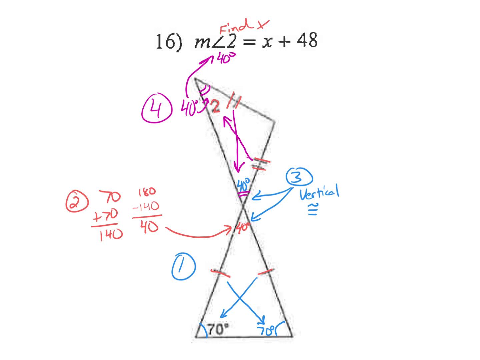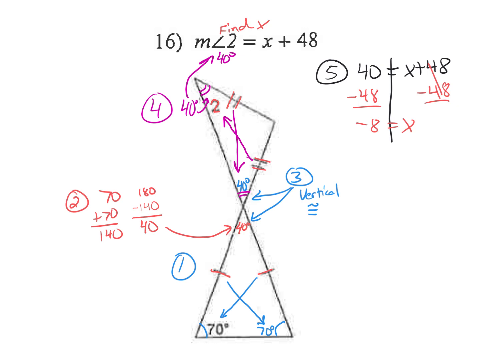So my last step, step 5, is I'm going to plug in 40 degrees for angle 2, so that's 40 equals x plus 48. And we want to solve for x. So what do I do to solve for x here? Subtract 48. 40 minus 48? Not 8. Negative 8 equals x. So x equals negative 8. And that's it.